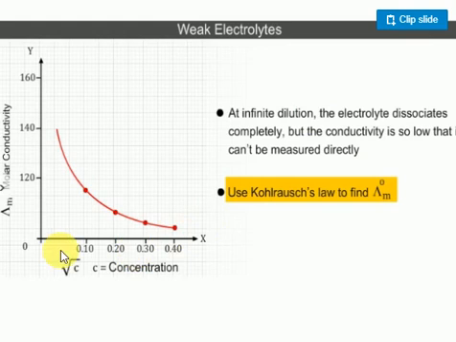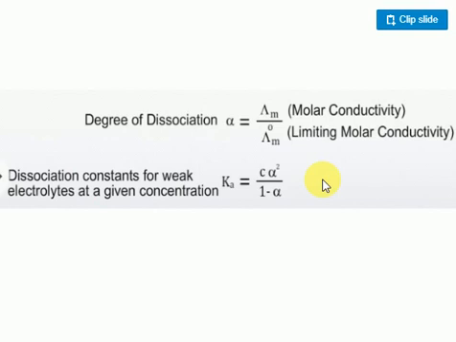If you extrapolate the graph between molar conductivity and concentration, the graph will go like that only. It never becomes equal to 0. Why does this happen? At infinite dilution, the electrolyte dissociates completely, but the conductivity at that concentration is so low that it cannot be measured directly. So it can be calculated by using the indirect method. Here the degree of dissociation alpha is equal to molar conductivity divided by molar conductivity at infinite dilution. Then you get the dissociation constant Ka equal to C alpha squared by 1 minus alpha. I discussed this in chemical equilibrium. We'll discuss it later. Okay, thank you students.